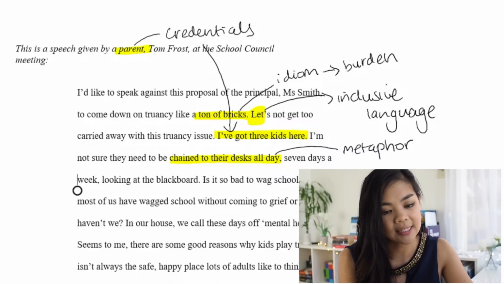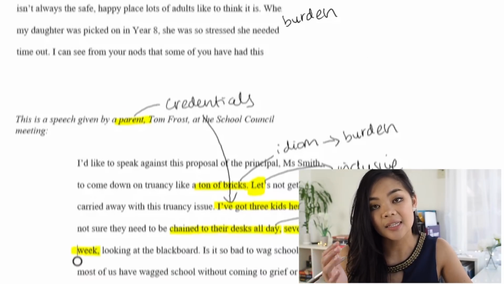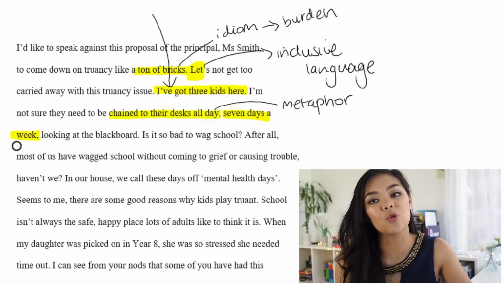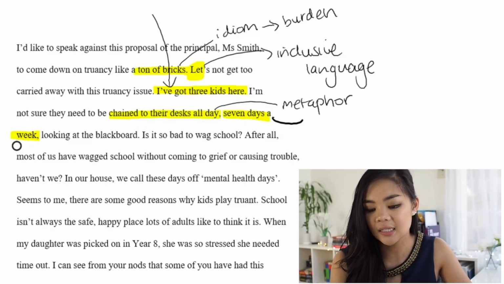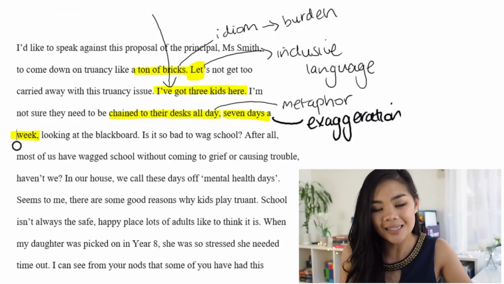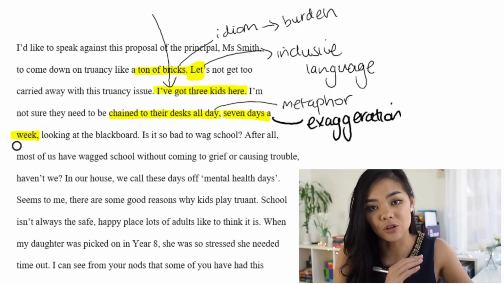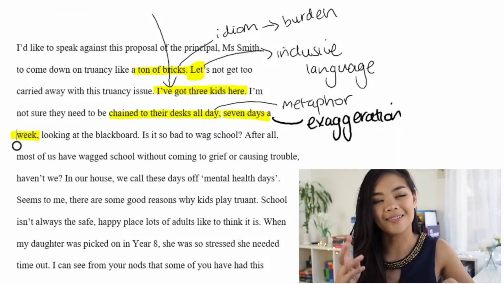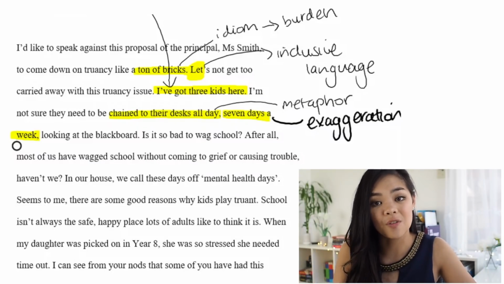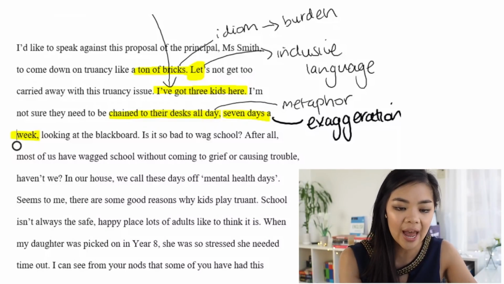7 days a week itself also compounds on this metaphor. I would say that by saying it's 7 days a week, he really leaves no room for there to be argument. To me, this is exaggeration. Why? Because students are only at school 5 times a week, so to say 7 days is already an exaggeration. But he does this in order to really stress this idea that this policy is definitely a no-go. None of us would want our children, like, we're not parents, but let's just say if we're in the position of a parent reading this article, none of us would want our children to be chained to desks 7 days a week, would we? He goes on to say, is it so bad to wag school?